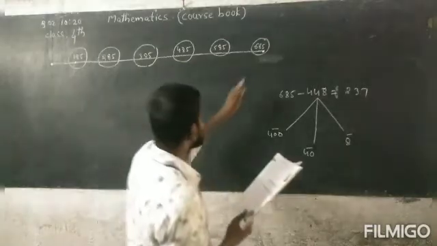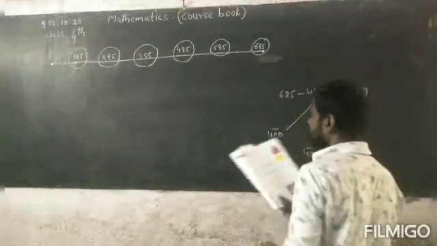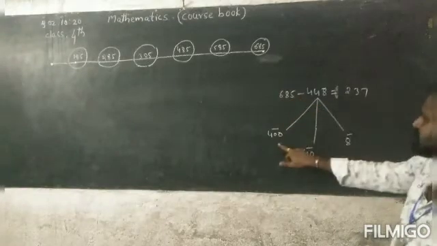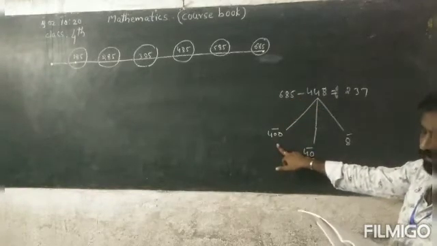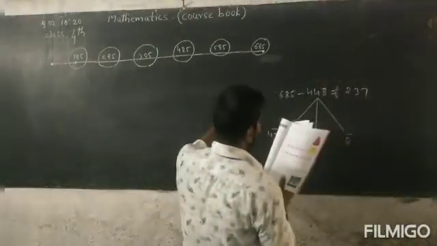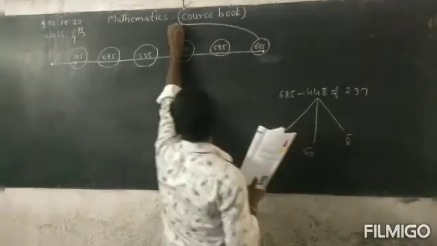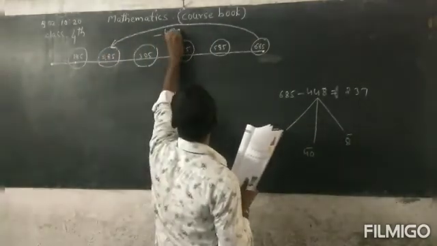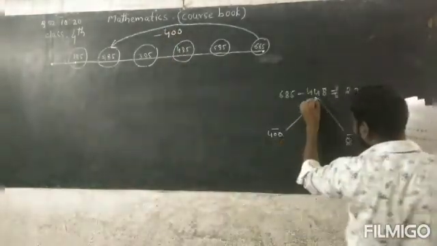See, what is the difference? 100 is the difference. So here, 685 minus 400. So what do we get, beta? 285. Means minus 400. So this is... Did you understand?